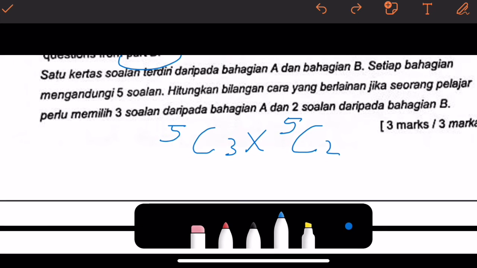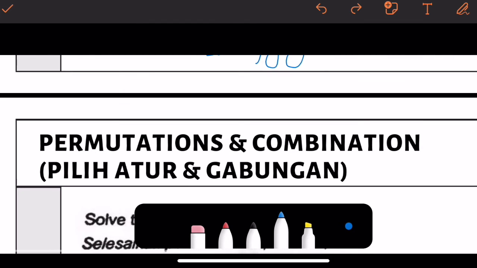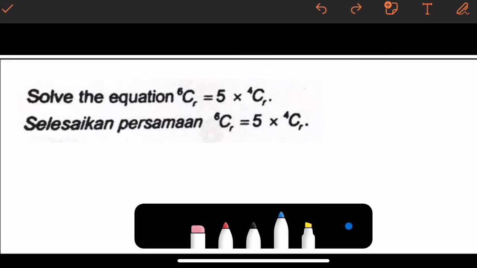So then you press your calculator. 5C3 times 5C2. So guys, you all get 100, isn't it, the answer? Okay, that is how you present your answer. Show the proper steps so that people understand. Okay, so I just share one more question.